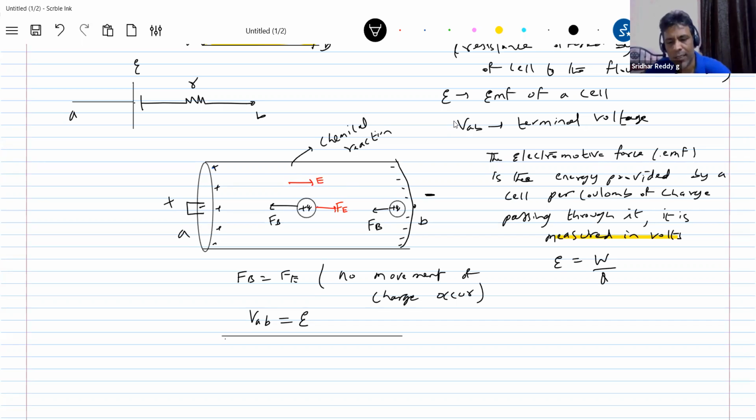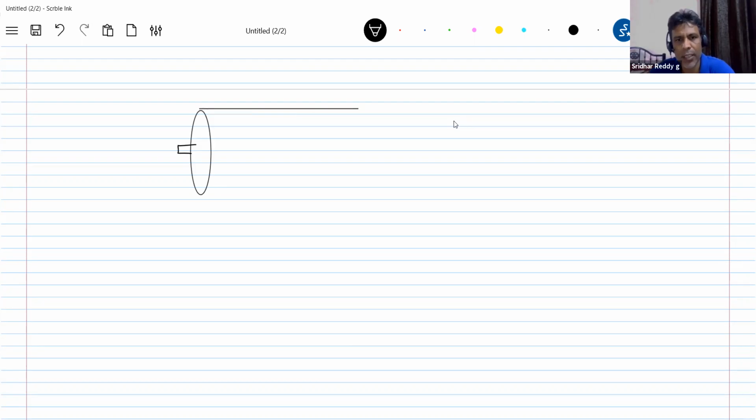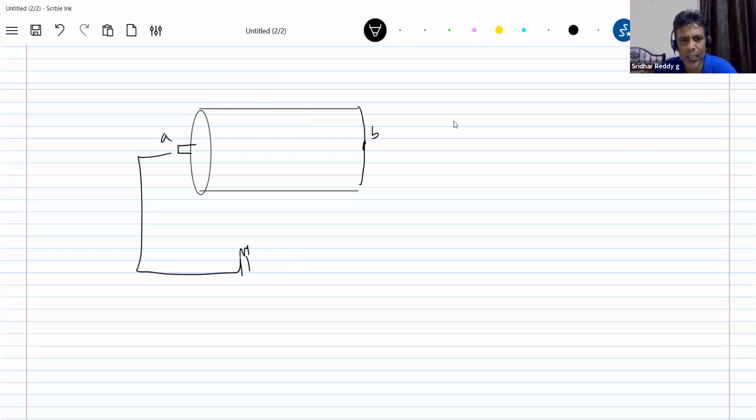Okay, now let's connect some external circuit. We are discussing the ideal battery first. Later on, I'll introduce the non-ideal battery. There's a terminal A, there's a terminal B. I will connect a bulb or some wire, your wish, anything you can take, something which will dissipate some electrical energy. They should be connected.